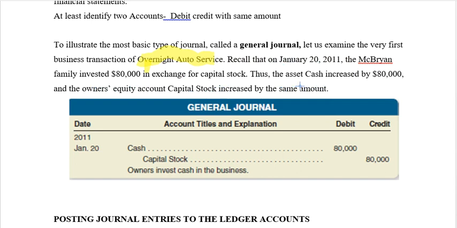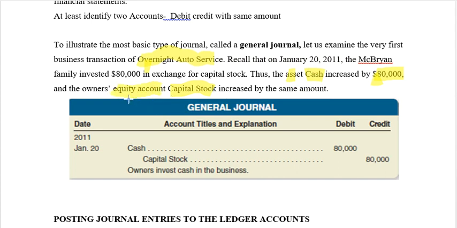Now you need to realize what will happen. First, $80,000 is going to be invested, and that's the investment from the owner. Which two accounts are going to be created? In my understanding, one account is cash and the second account is capital stock. Now your understanding should be the same. Cash is one account, which is an asset account, and capital stock is a part of owner's equity.